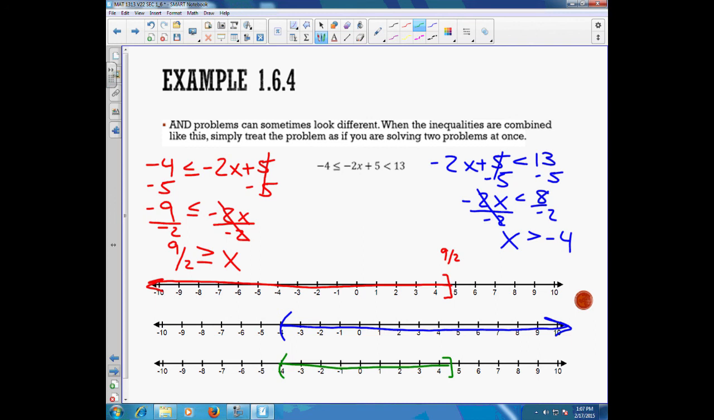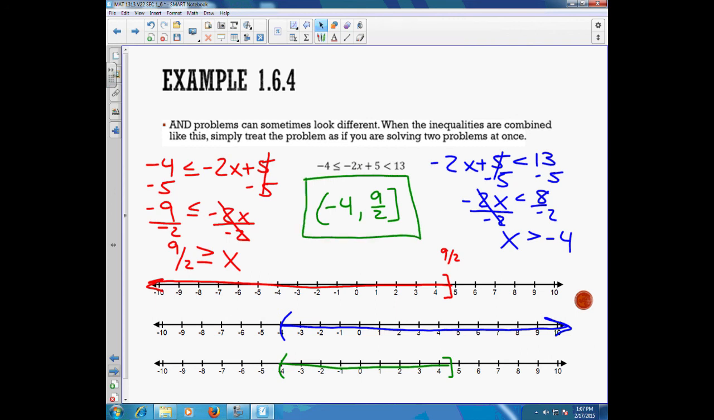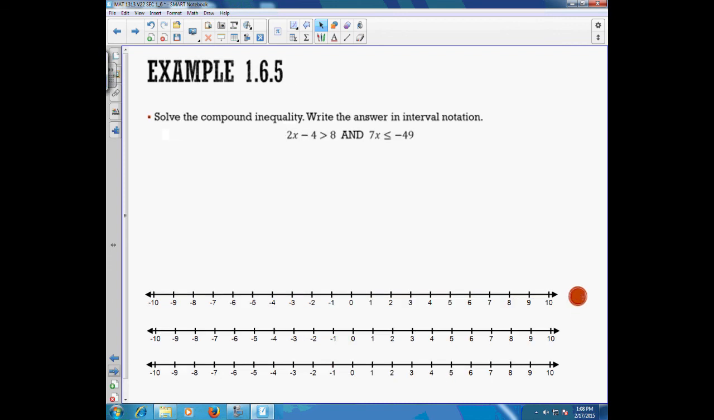And so our solution in interval notation is -4 and 9/2. Let's try another example. We want to solve this compound inequality, very similar to another AND problem. So we're going to do the same thing.